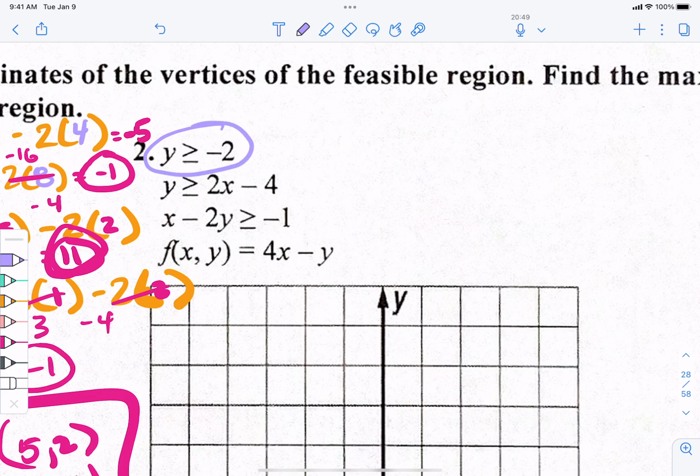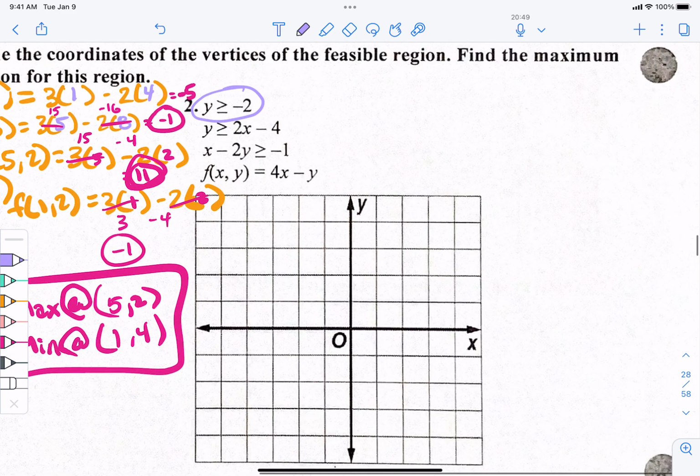y is greater than or equal to negative 2. How do you graph that? You go to negative 2 on the y and do a horizontal line, and it's solid, right? A solid horizontal line. And shade above. Yes, shade above.